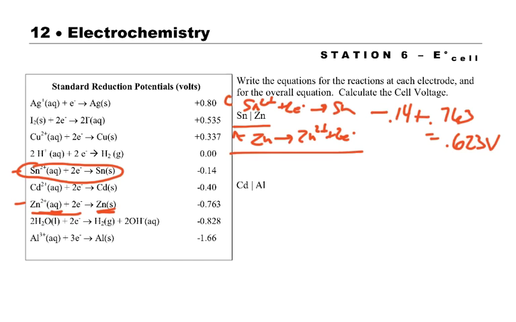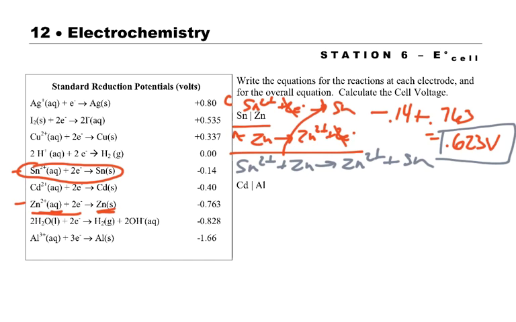And my overall equation, I'm going to put these together. I got 2 electrons, I got 2 electrons. It's a little messy, but I'll write it carefully. So Sn2+ plus zinc becomes Zn2+ plus Sn. So that's that, and that's the voltage, positive 0.623 volts.